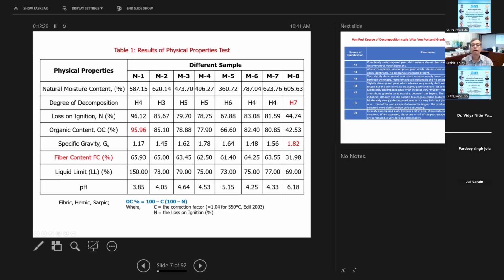And then also, as I mentioned, this is the fiber content for this organic soil. Depending on the fiber content, we call it the different types of peat. We call it fibric peat, hemic peat, sapric peat, different types of peat. And how to calculate the organic content? Organic content is given by this equation, 100 minus C times 100 minus N, where C is the correction factor, generally used as 1.04 as given by the EDIL, and N is the loss on ignition. So you can find out how much is the organic content.